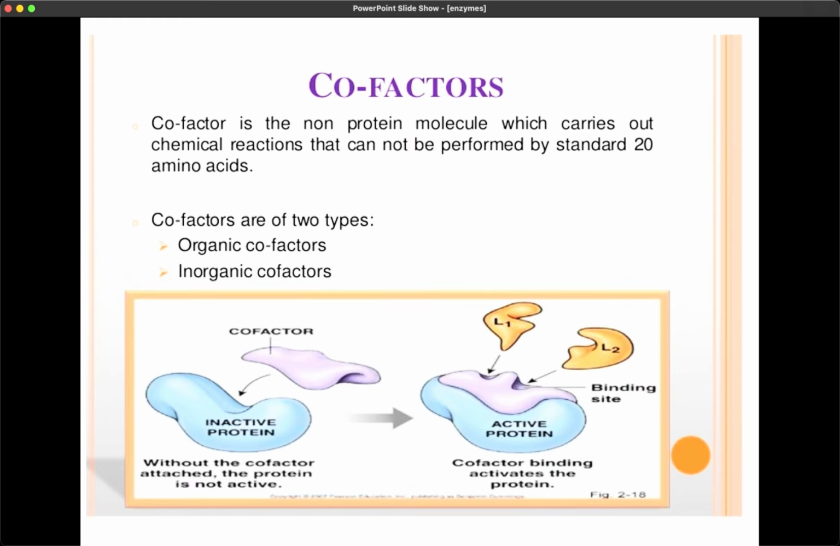Now, looking into what cofactors are, these are also a non-protein molecule, but it carries out chemical reactions which cannot be performed by usual enzymes.